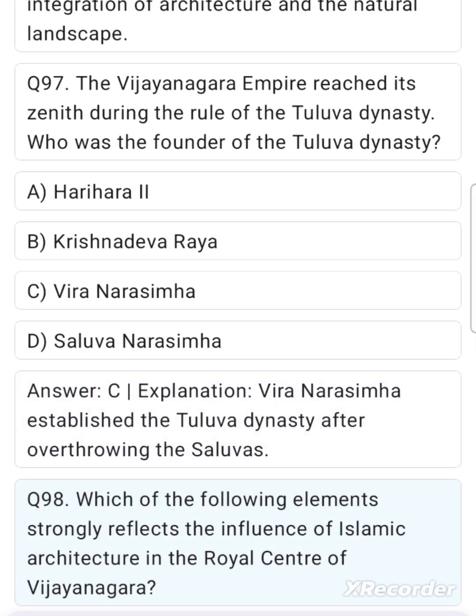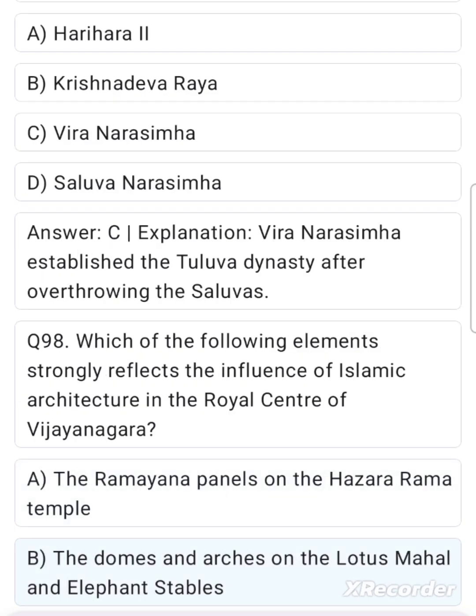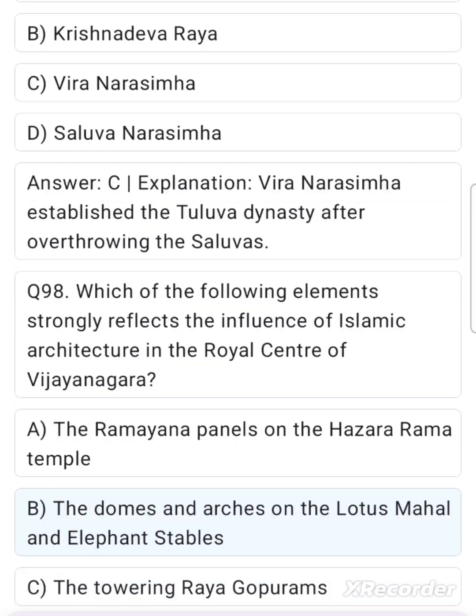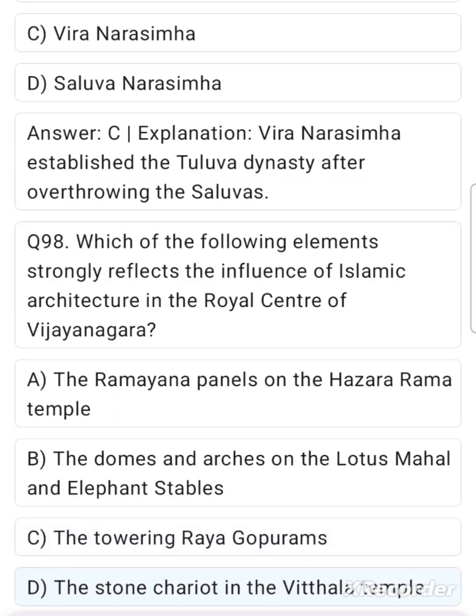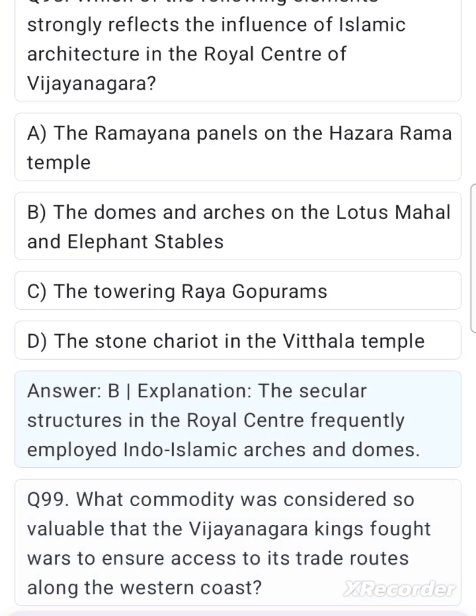Q98. Which of the following elements strongly reflects the influence of Islamic architecture in the royal center of Vijayanagara? A. The Ramayana panels on the Hazara Rama temple. B. The domes and arches on the Lotus Mahal and elephant stables. C. The towering rear gopurams. D. The stone chariot in the Vitthala temple. Answer. B. Explanation. The secular structures in the royal center frequently employed Indo-Islamic arches and domes.